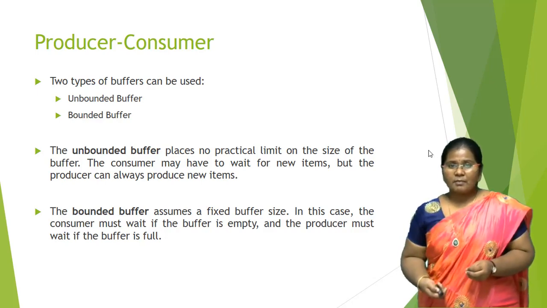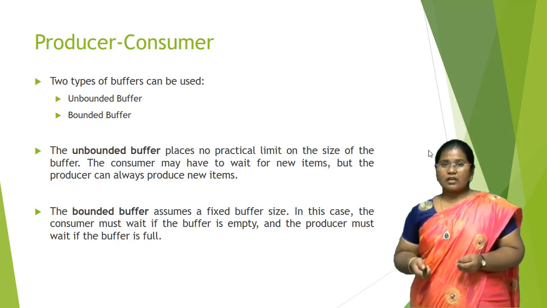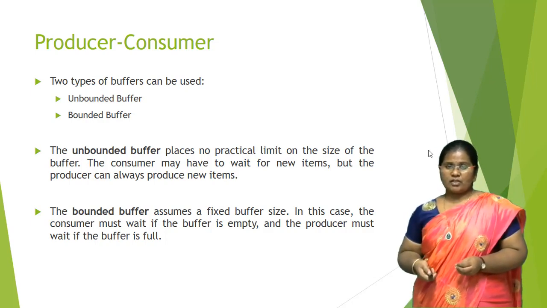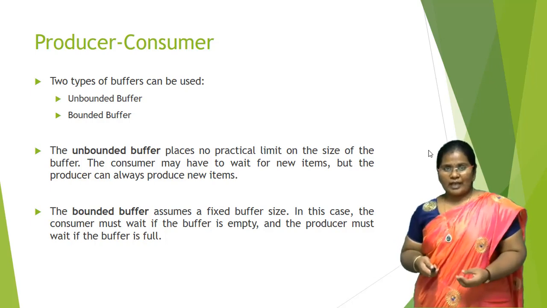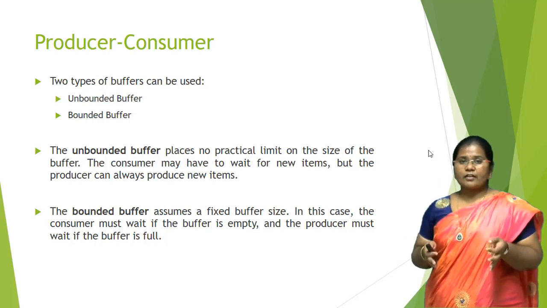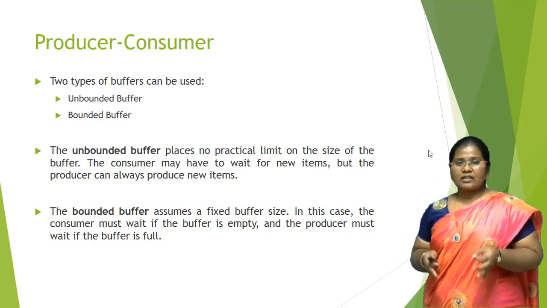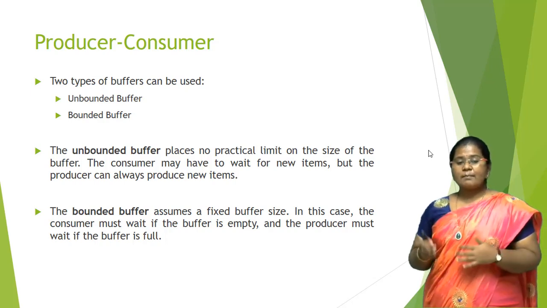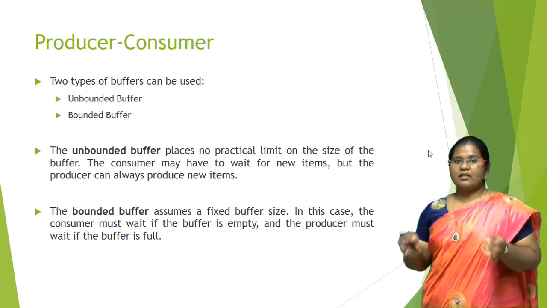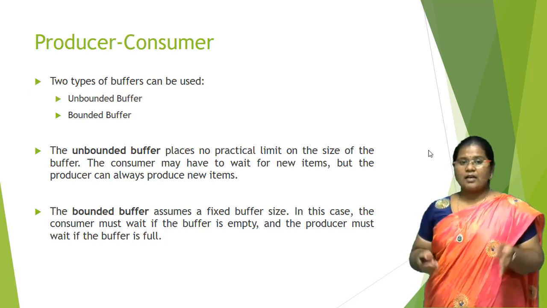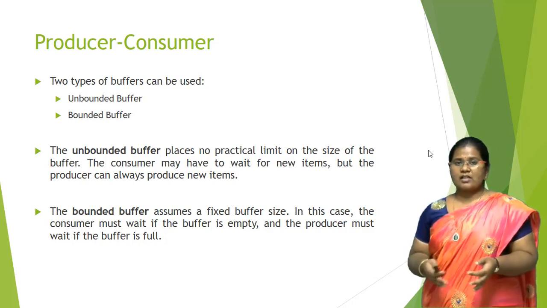So before going to the implementation, let us see what are the types of buffers used in order to store this information. This circular buffer which we have seen can be of two types. One is unbounded buffer and the other is bounded buffer. Unbounded buffer will have no maximum size limit, whereas bounded buffer will have a maximum size limit. Say for example 10.